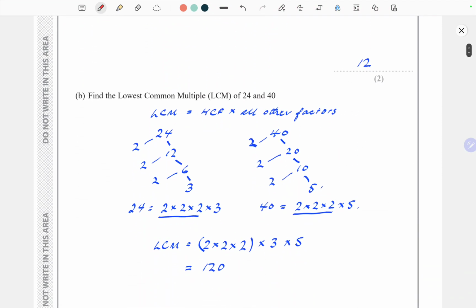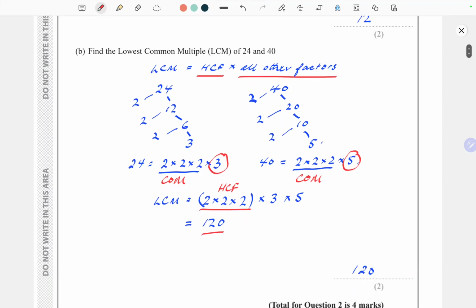Okay, the next one. Lowest common multiple, as I think I said in my previous video, is the highest common factor of these two numbers and then times all the other unused factors. So for example, 24 is 2 times 2 times 2 times 3, and 40 is 2 times 2 times 2 times 5. So the common ones are the 2 times 2 times 2. So that goes there. That's basically your highest common factor. And then the ones that are unused are the 3 and the 5. So multiply those on as well, and that gives you 120.